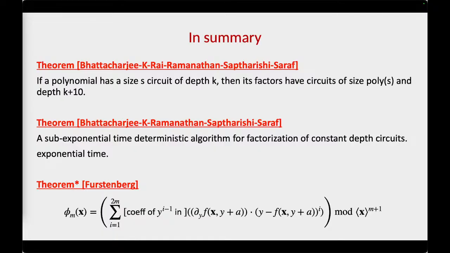So these are the two theorems, but maybe the thing to take away is the theorem of Shanthanu Rai.